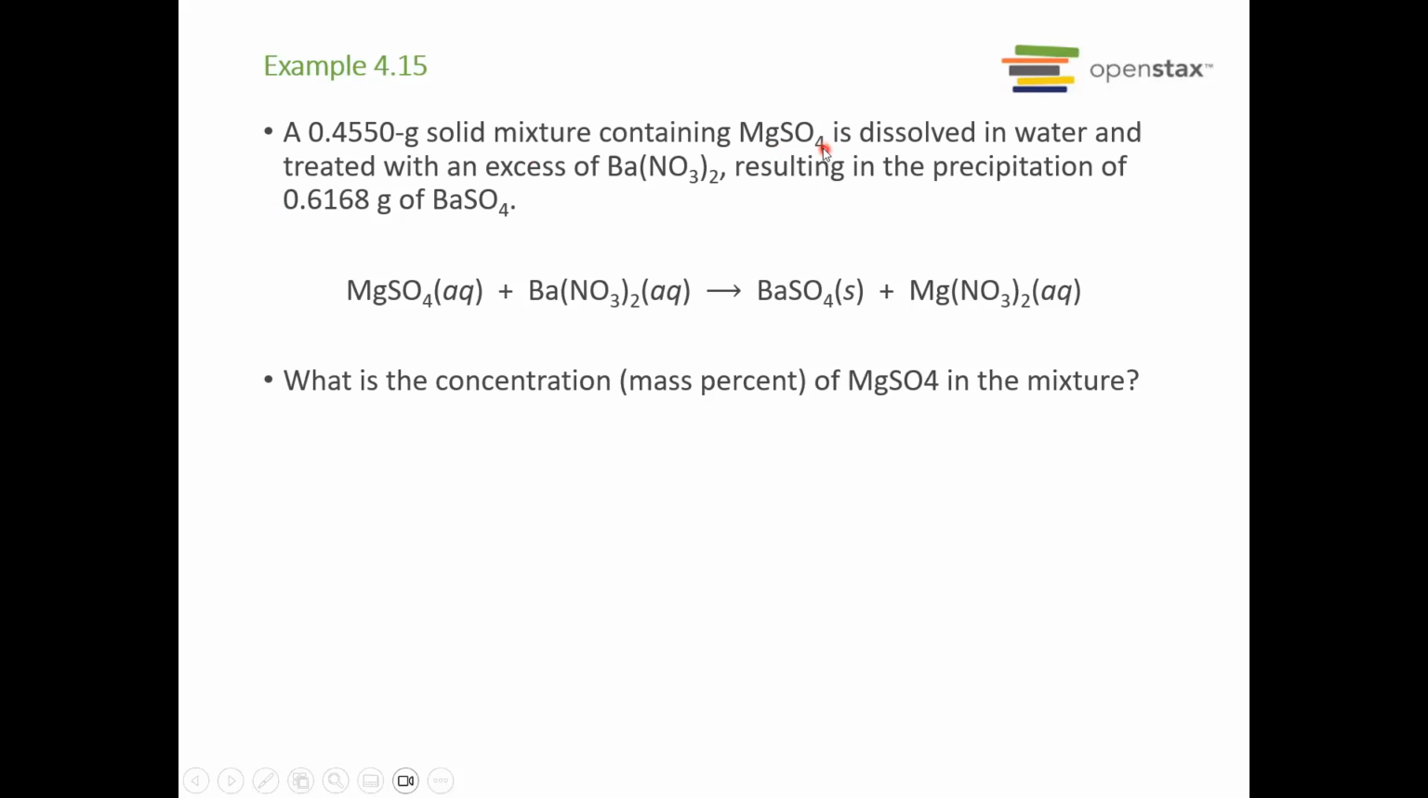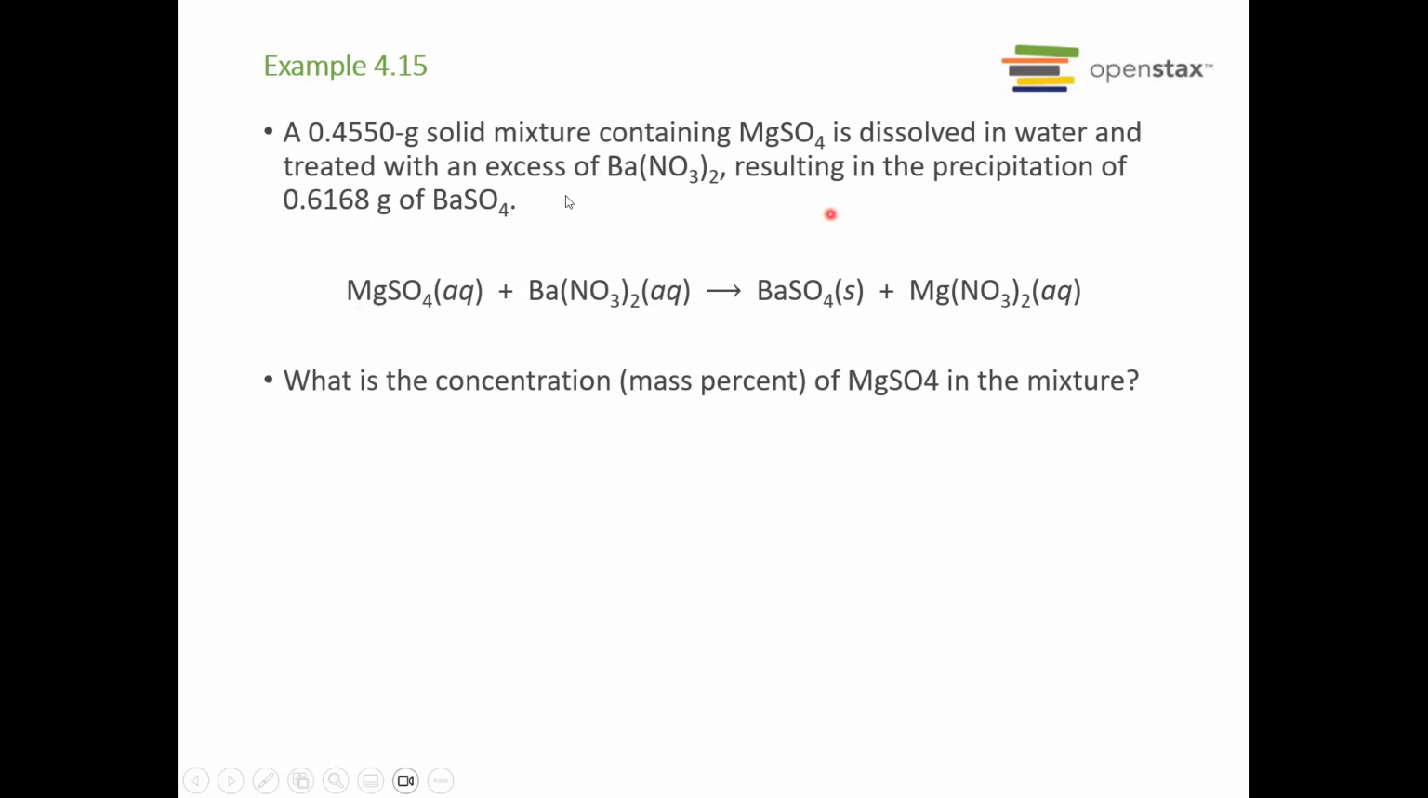We're going to take that sample and dissolve it in water and then react it with a whole bunch of barium nitrate. In this process, the magnesium sulfate and the barium nitrate combine to form a precipitate of barium sulfate. Based on the stoichiometry and the mass of this barium sulfate, we're going to be able to back calculate the original mass of the magnesium sulfate in that sample.